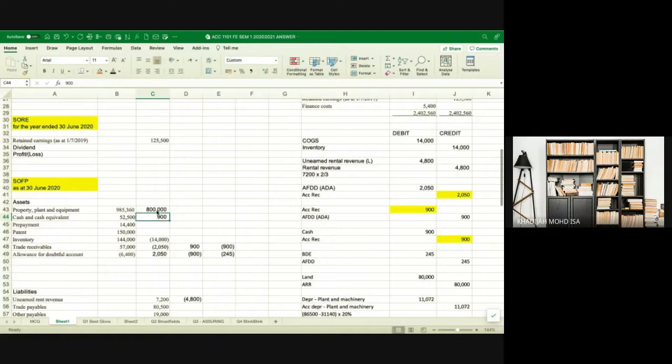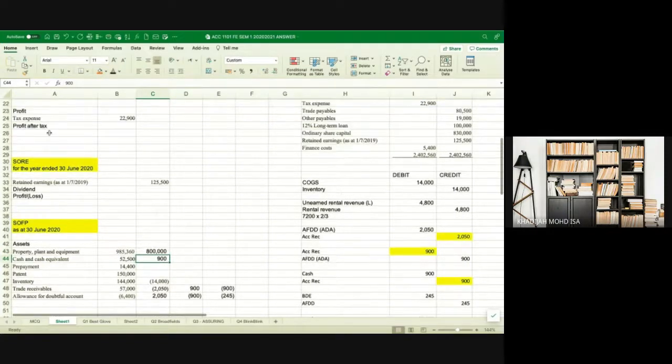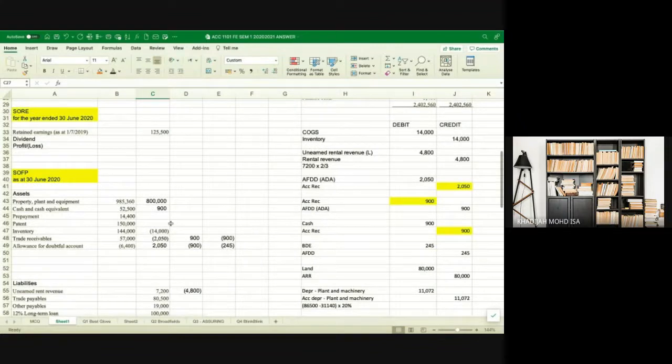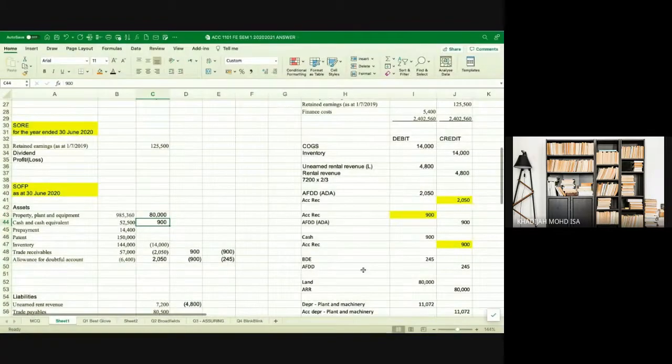And then you have ARR. ARR will be here. Right? So 80,000. Is it 80,000? It's not 800, yeah, it's 80,000. Okay, 80,000 here and ARR.